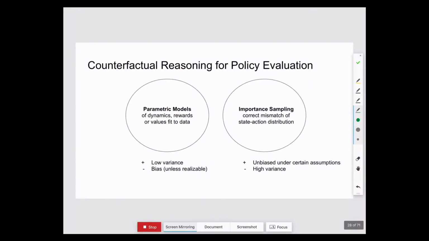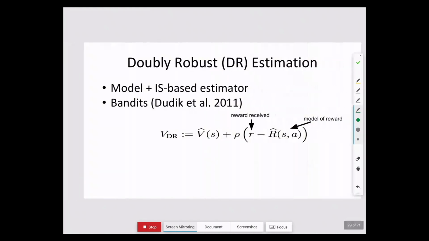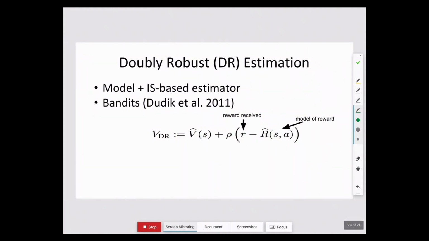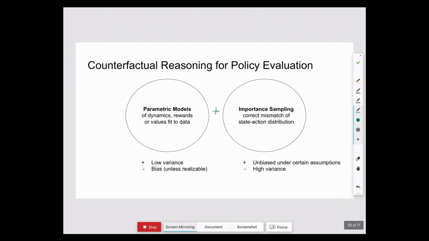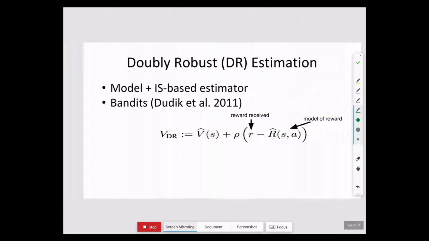So now we have these two different types of approaches. We have parametric models of dynamics, rewards, and/or value functions, which are going to be low variance but potentially high bias. Then we have the importance sampling techniques, which are unbiased under certain assumptions, but can generally have very high variance. A natural approach is to do doubly robust estimation, where we combine these. And this is, again, an idea from statistics.